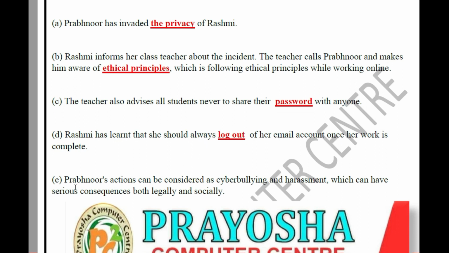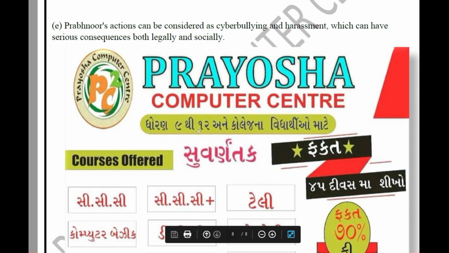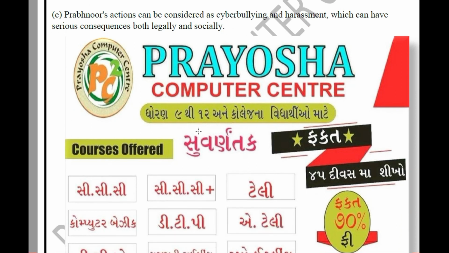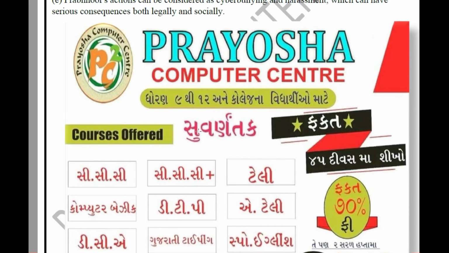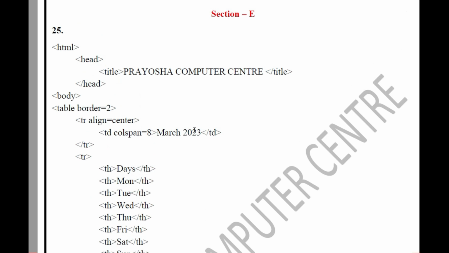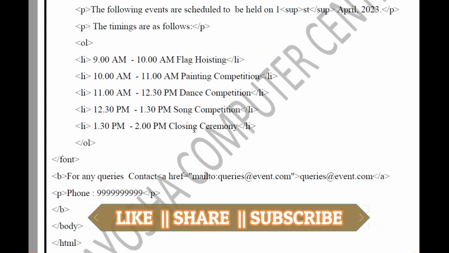And the last one is that Prabodhar's action can be considered as cyberbullying and harassment, which can have serious consequences both legally and socially. So students, this is all about the question paper of Computer Applications class 10. I hope you understood this and learnt this carefully. Okay, and after this I will solve the standard 12th computer science question paper.